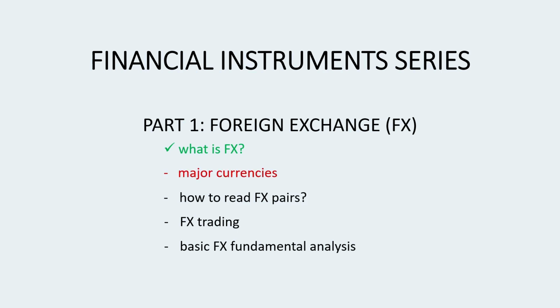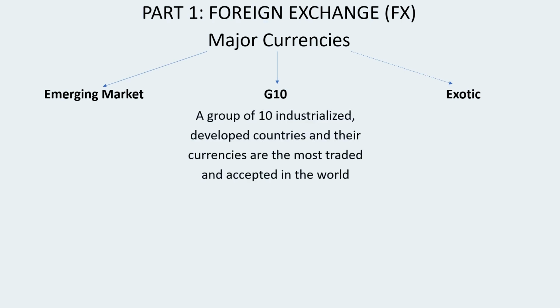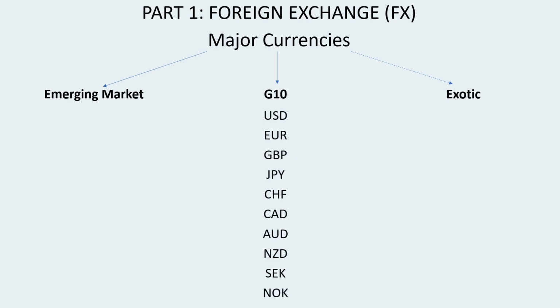Let's start. To know what some major and most traded currencies are, the simplest way is to group them into categories. The most important groups are the G10s, the emerging market currencies, and the exotics. The G10 is a list of currencies in a group of 10 developed industrialized countries. G10s are the most heavily traded in the FX market. Here's the list. Don't worry about the short forms of these currencies because we'll go through each one of them.